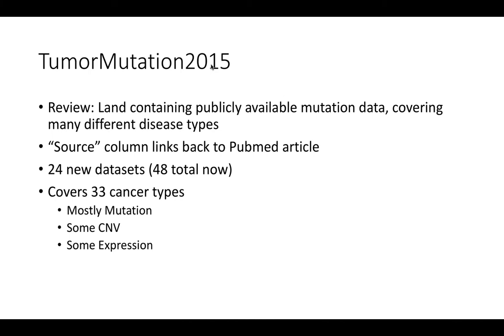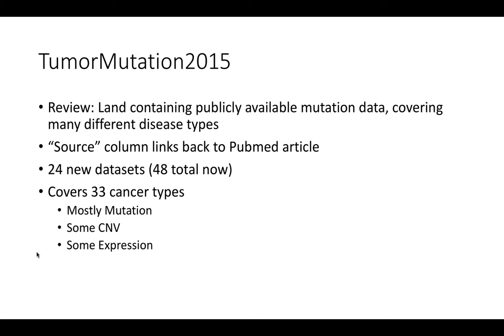The next thing I wanted to mention was updates to the TumorMutation Land. Just as a review, this is a land that contains publicly available mutation data covering many different disease types. So essentially, if a paper is written that just releases the mutation data, we're going to try to include it here. The source column links back to the PubMed article if you want to try to find that. And we now have about 48 total data sets in here.